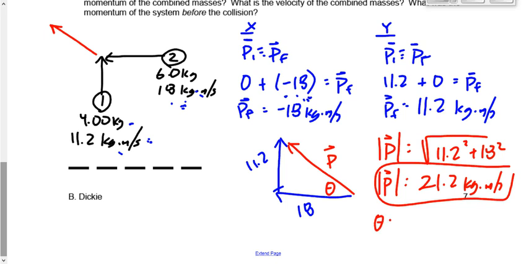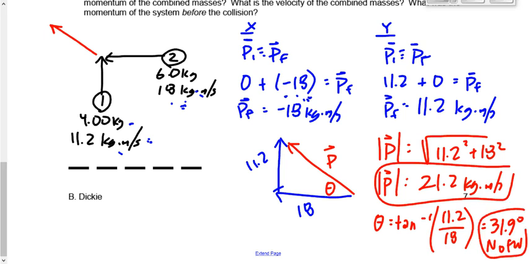And the angle there, the theta, is the inverse tan function of opposite over adjacent. I'm using 11.2 over 18 for momentum, but if you had used the velocity x, velocity y, you would have got the same angle, and it works out to be 31.9 degrees. That would be north of west. Why north of west? Well, because this vector is going north and it's going west, but the angle is measured from the west, north from the west, north of west. Does that make sense?